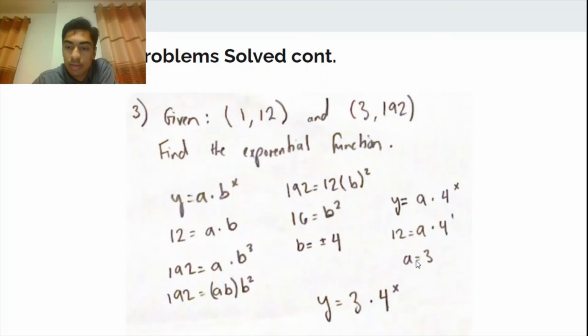So now I can substitute these back into my original exponential function equation and then get y is equal to 3 times 4 to the x.